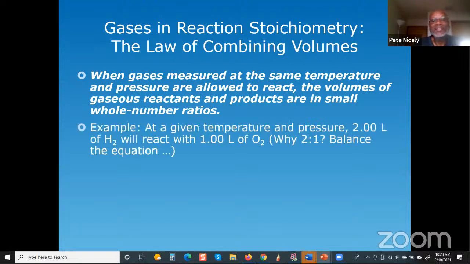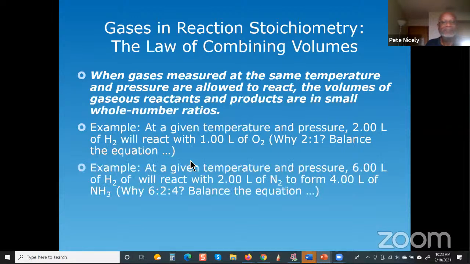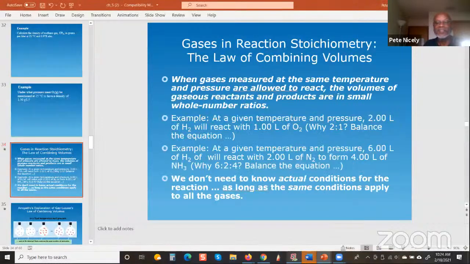And to explain that particular law using an example, if you look at the reaction of, let's say, hydrogen and oxygen to form water, right? What you'll find is that the volume ratios, provided that the temperature and pressure are the same for all the gases, the volume ratios between the hydrogen and the oxygen would be a 2-to-1 ratio, right? And that comes directly from the stoichiometry of the balanced equation, right? So let me get out my writing tablet to explain this further.